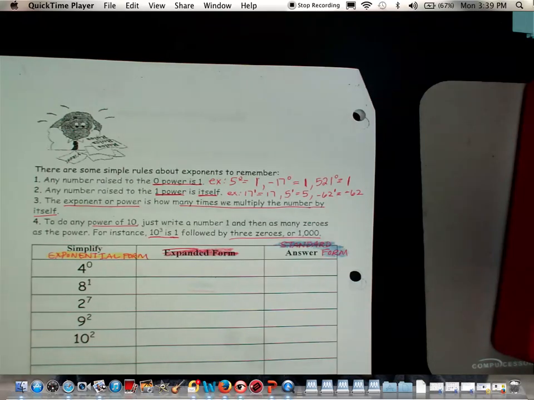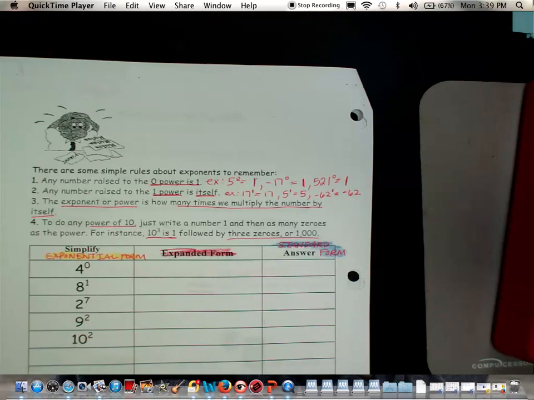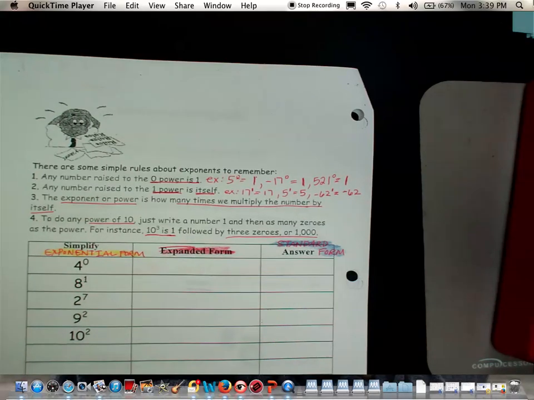Okay, so let's look at this first. First thing I want to do is identify the base and the power. Okay, that's what I want to do first, because the base is going to help me write it in expanded form, and if I know the power, it helps me do what I need to do.